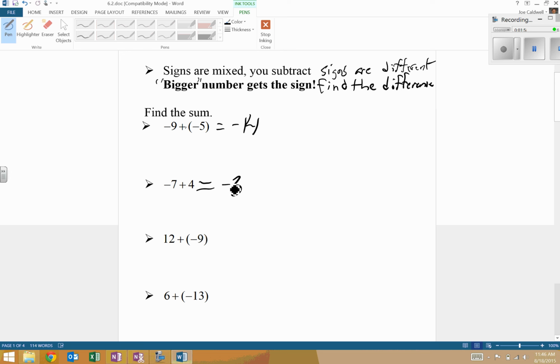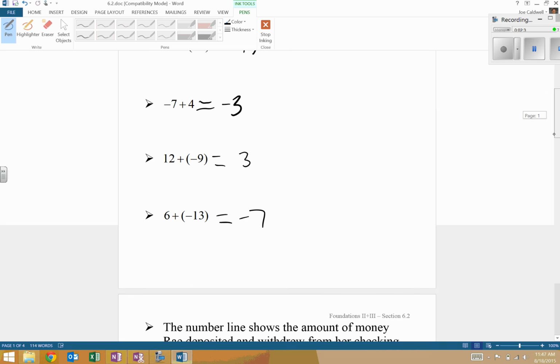Here, 12 plus negative 9. Signs are different. We're going to find the difference of those numbers, and we're going to get 3. In this case, 12 is bigger than 9, so it's going to be a positive 3. So we'll just leave that as it is. 6 plus negative 13. Signs are different. We're going to find the difference and give the sign of whichever number is bigger. So the difference of these is 7. 13 is bigger than 6. It has a negative sign in front of it. So my answer will have a negative sign in front of it.